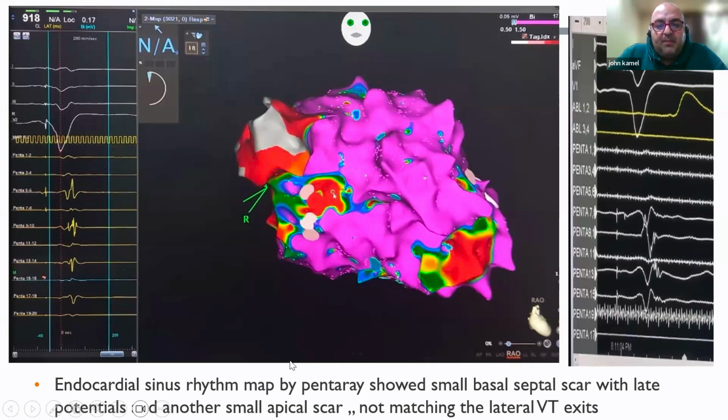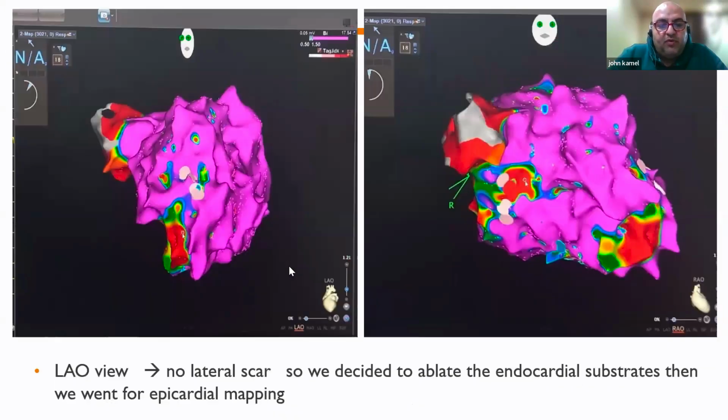For the endocardial map, we use a PentaRay, a multi-electrode map. It's only a small basal septal scar with late potential, as we can see, and a small scar from the apex. Both scars did not explain the lateral VT exit. We can see the LAO view for the endocardium. As you can see here, the lateral wall is completely normal, and even the apical lateral is completely normal.